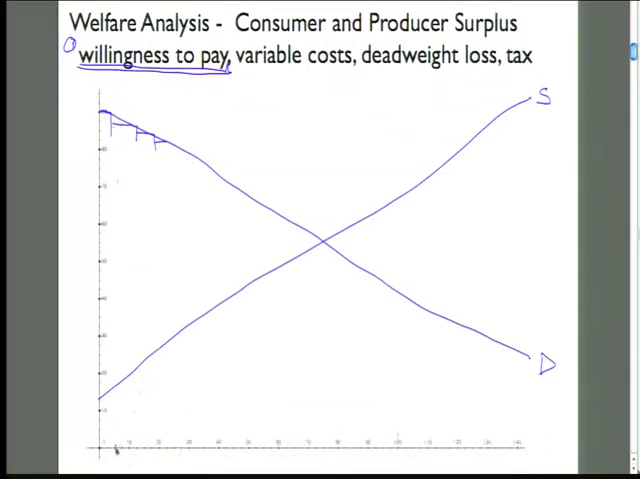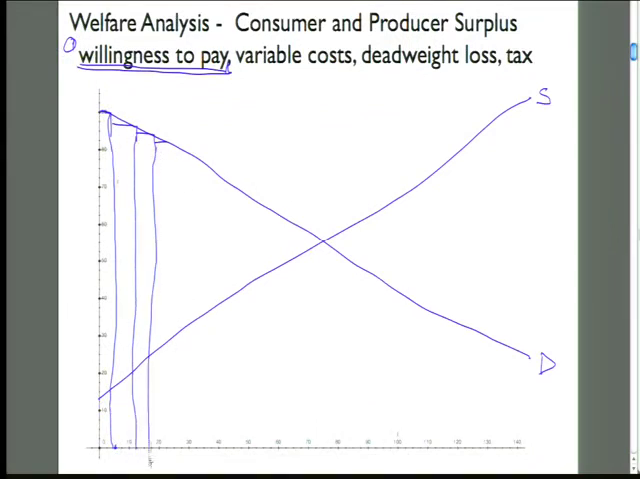So the first person is willing to pay this much for the first unit. The second person is willing to pay that much for the second unit. The third person is willing to pay up here for the third unit. So our total willingness to pay is this area underneath the demand curve. We get to the equilibrium point. The next person is not willing to pay the equilibrium price, so they don't actually buy it. This is how much actually gets purchased at the equilibrium.